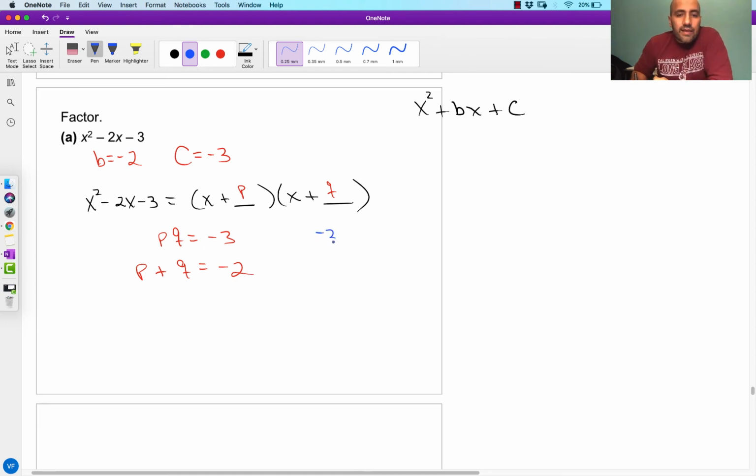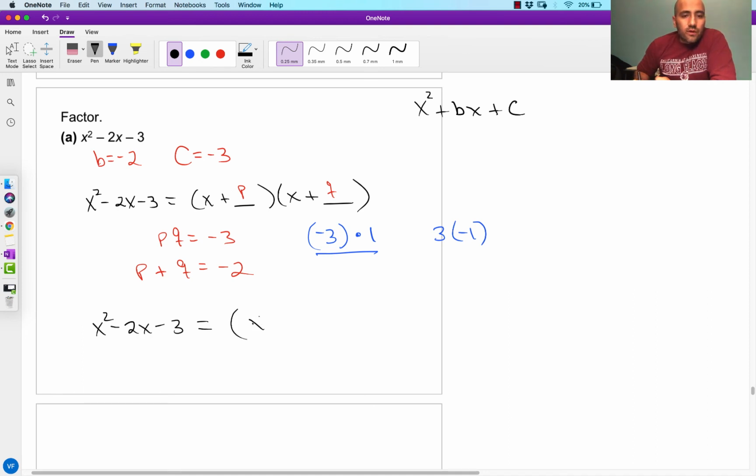-3, so it could be like -3 times 1. Oh, I got it right off the top there. They multiply to -3, but they add to -2, right? Other possible candidates could have been the other way around: +3 times -1. They multiply to -3, but they add to +2. So that's definitely not it. And there really weren't too many other options. So this guy's it. All right, so then we just plug it in and double check to make sure that we got the right answer.